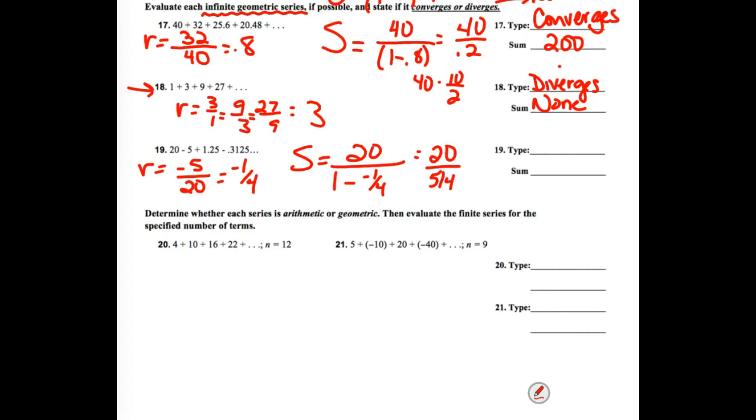All right. So we have 20 divided by 5/4. That's the same as timesing by 4/5. What's 20 times 4/5? 5 goes into 20 4 times. 4 times 4 is 16. So this one converges, and its sum is 16.